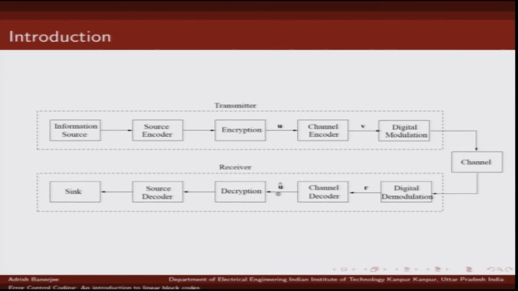Once you decode the information bits, you would like to decrypt to get back your plain text data. This decryption is the opposite action of encryption, and once you get back your plain text, you would like to decompress the signal to get back the original source signal. So that is, in a nutshell, the broad block diagram of a digital communication system.